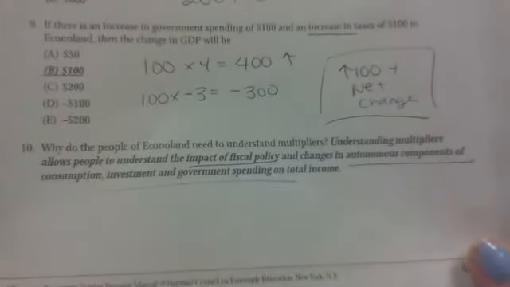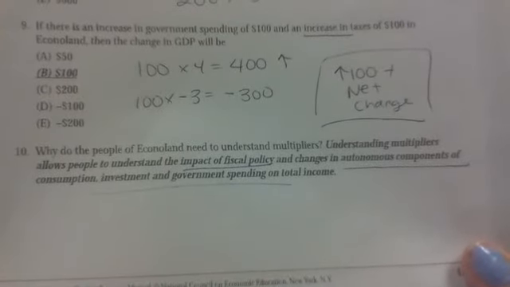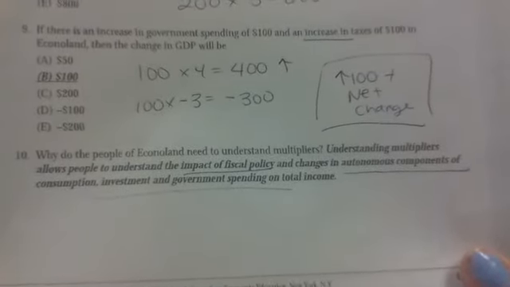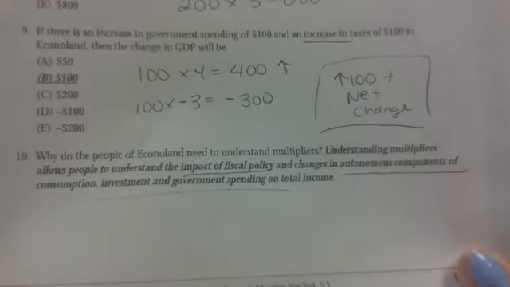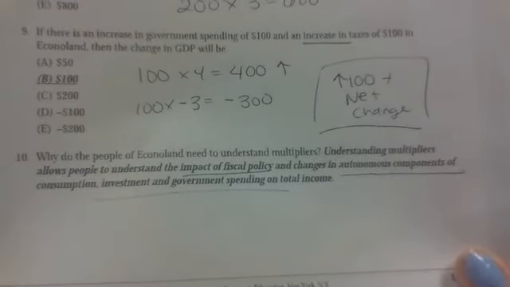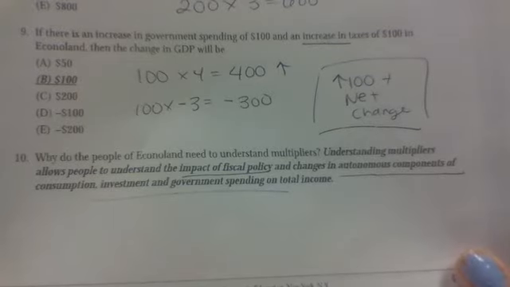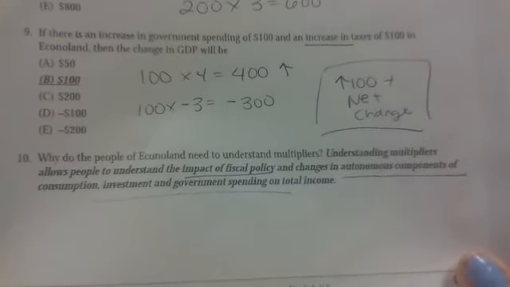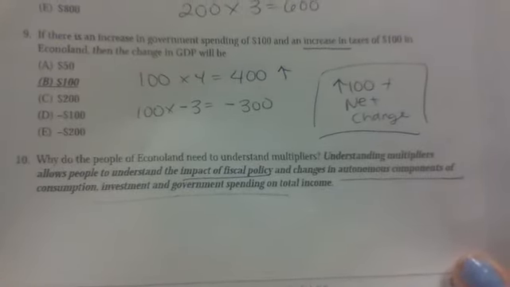And last question, why do people of Ecoland need to understand the multipliers? Understanding multipliers allows people to understand the impact of fiscal policy. You guys don't know that yet, but fiscal policy is changing taxes and/or government spending to regulate the fluctuations of the business cycle.